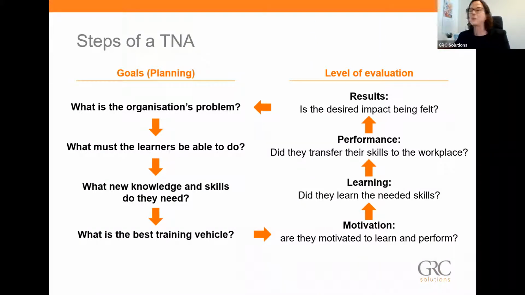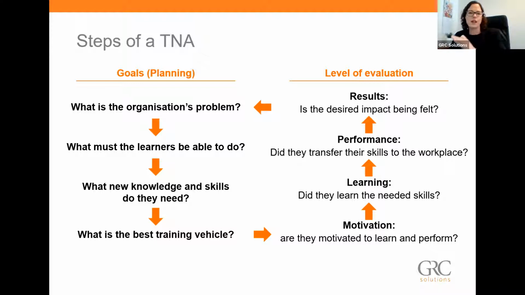Okay, this is probably the most tedious slide out of the whole deck, with a lot of arrows and very PowerPointy, but I'll talk you through it. This actually puts the whole process neatly into order. So starting at the top left, you'll start with the question, what's the organization's problem? And again, more about that in a moment. Secondly, what must the learner be able to do? Next step, what new knowledge and skills do they need? And finally, what's the best training vehicle or mode of delivery?